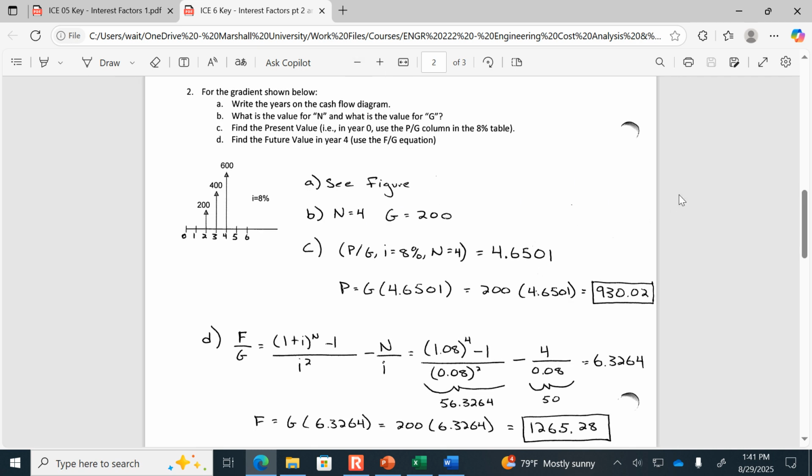So the final answer for part D should be $12.65 and 28 cents. Anybody else get that same value for part D? Okay, good. All right, so I'll stop talking and give you a chance to continue working on problem 3.